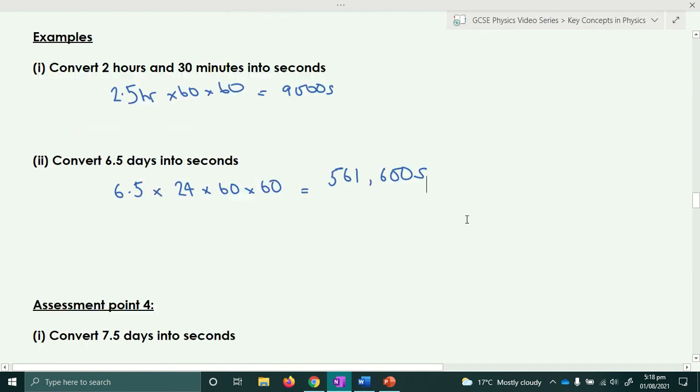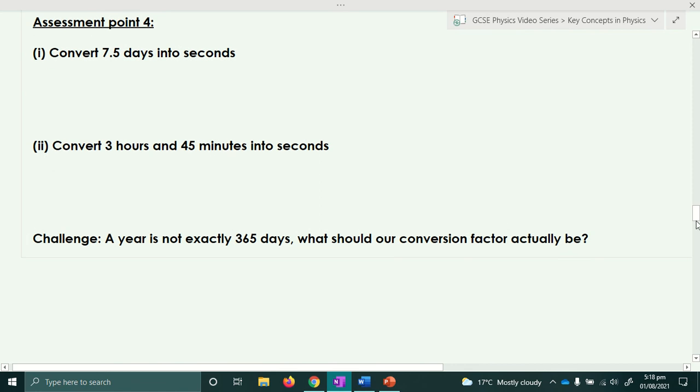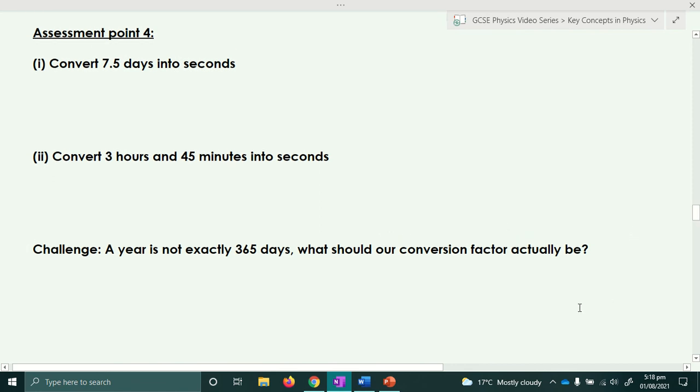Right, so those are some examples. Here are a few for you to have a crack at by yourself, again including a challenging one at the end if you want to look into this in a bit more depth. So pause the video, have a crack at that now. Alright, so I'm going to assume you've had a crack.